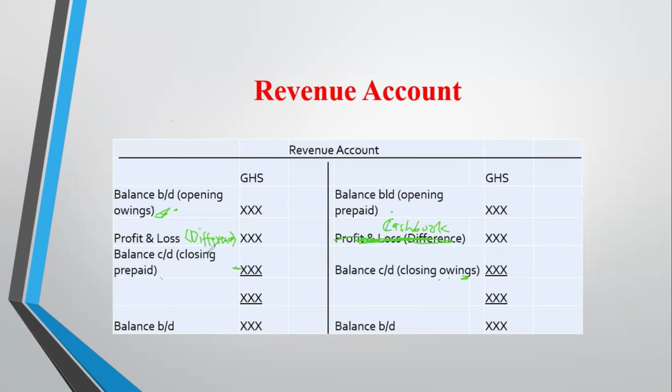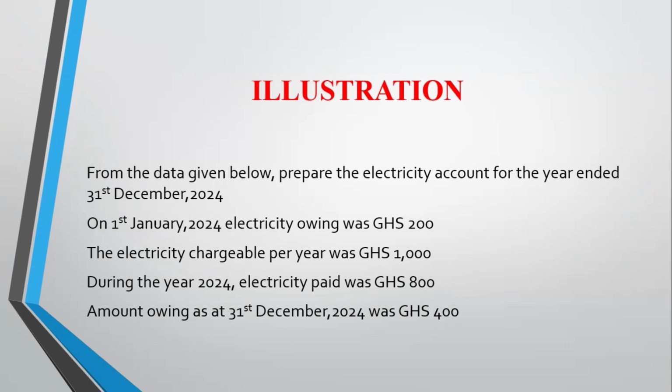Let's take this illustration. It said from the data given below, prepare the electricity account for the year ended 31st December 2024. On 1st January 2024, electricity owing was 200. The electricity chargeable per year was 1,000 Ghana cedis. During the year 2024, electricity paid was 800 Ghana cedis. Amount owing as at 31st December 2024 was 400 Ghana cedis.